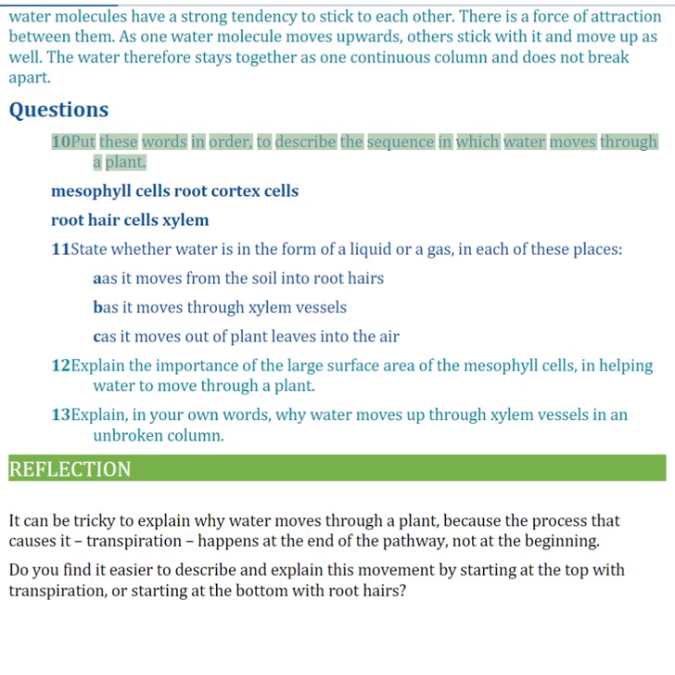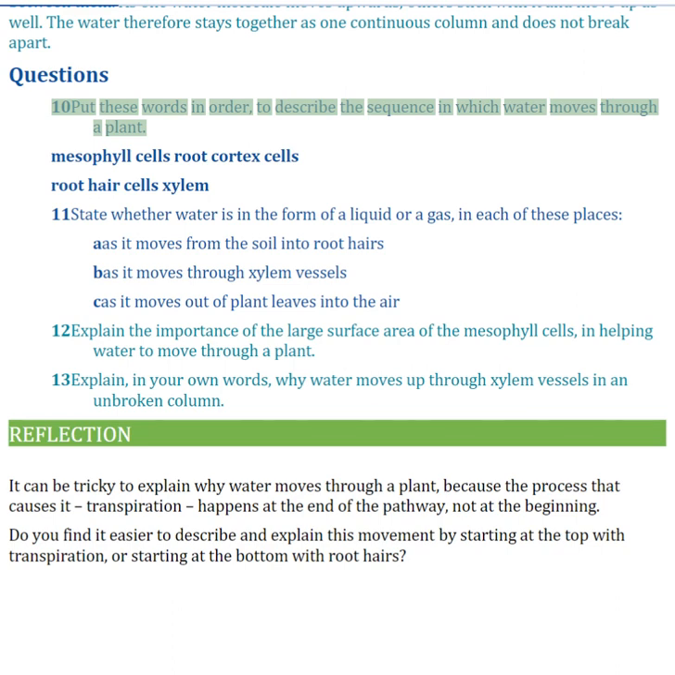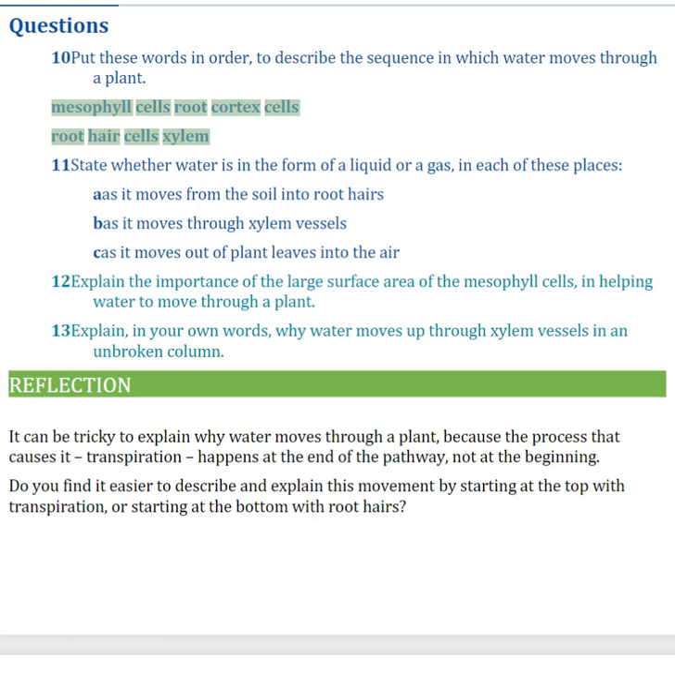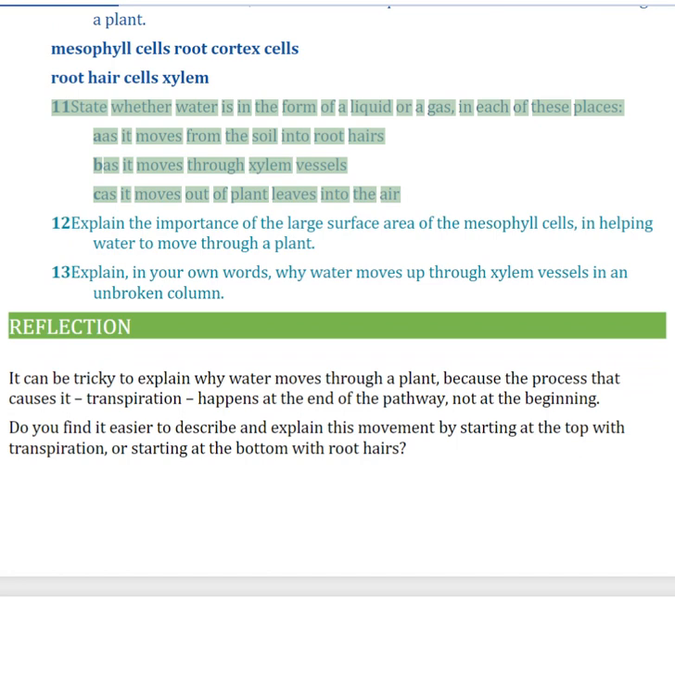Questions. 10. Put these words in order to describe the sequence in which water moves through a plant: mesophyll cells, root cortex cells, root hair cells, xylem. 11. State whether water is in the form of a liquid or a gas in each of these places: A, as it moves from the soil into root hairs; B, as it moves through xylem vessels; C, as it moves out of plant leaves into the air.